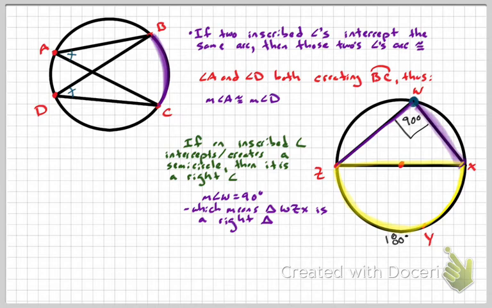Which in turn means that triangle WZX is a right triangle, in case that scenario ever were to pop up, right?